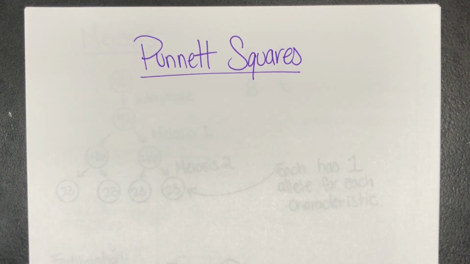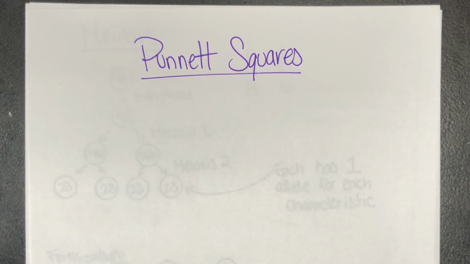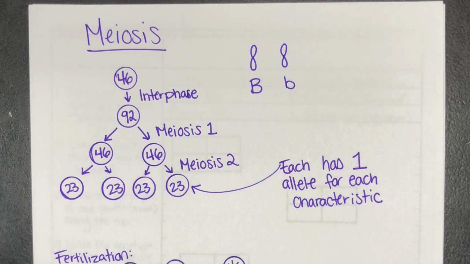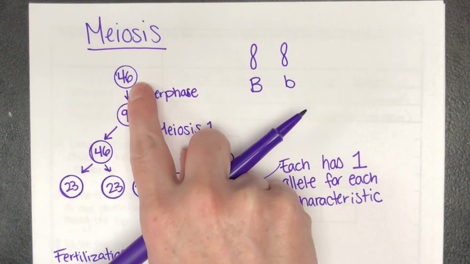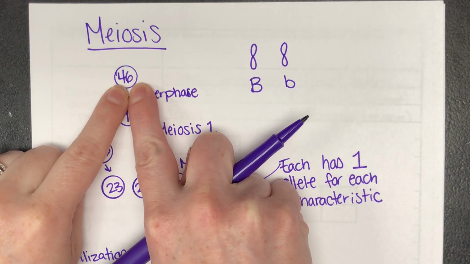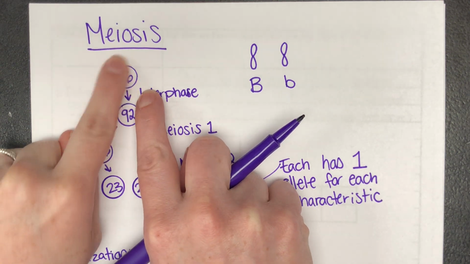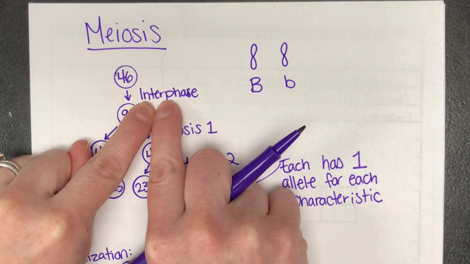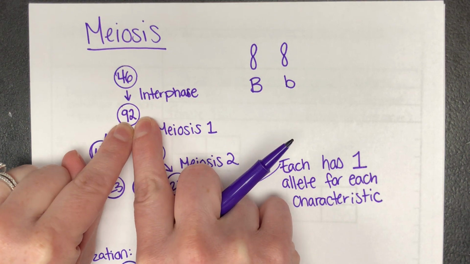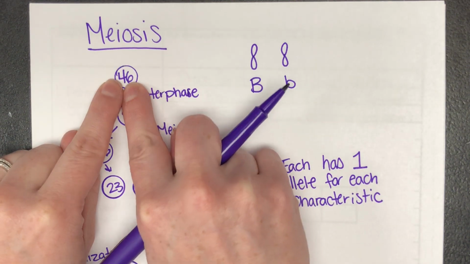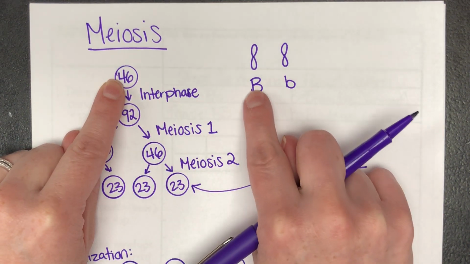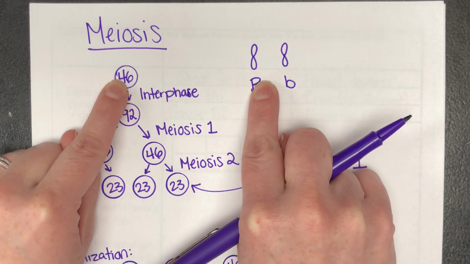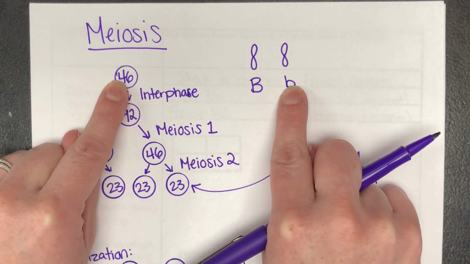So before I really talk about Punnett Squares, I want to do a quick review of meiosis so that we can understand where these alleles are coming from. In meiosis, you start with a regular cell with 46 chromosomes. Remember, if this is your parent cell, it is going to go through interphase, where those chromosomes are duplicated. Remember, this cell has 23 chromosomes from their mom and 23 chromosomes from their dad.